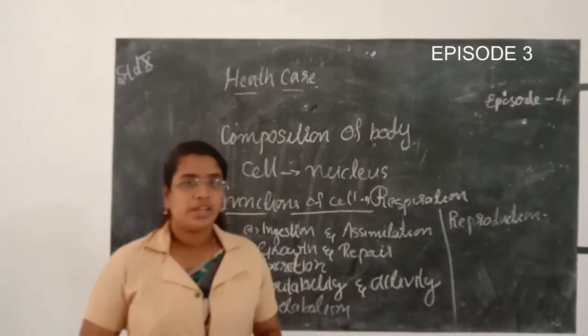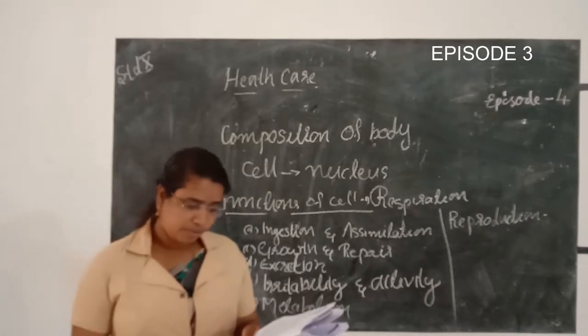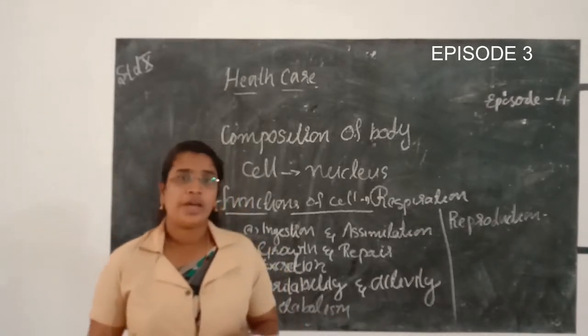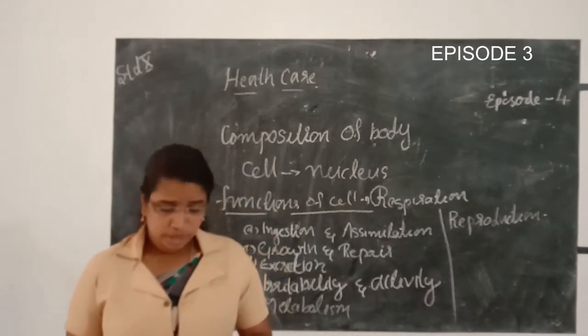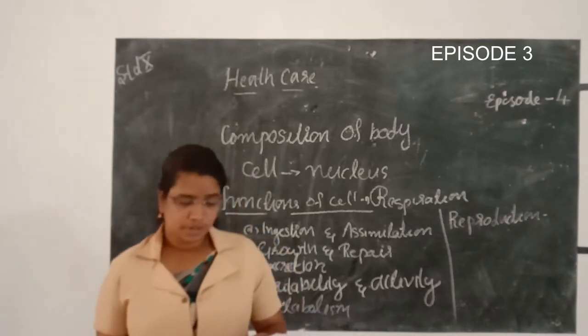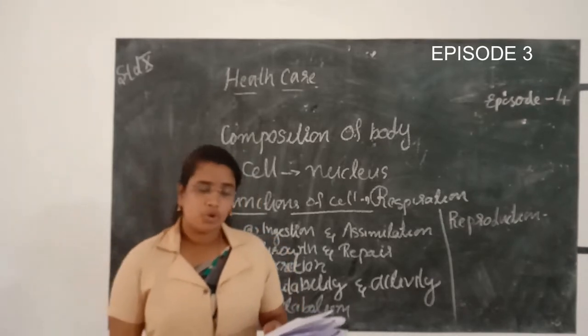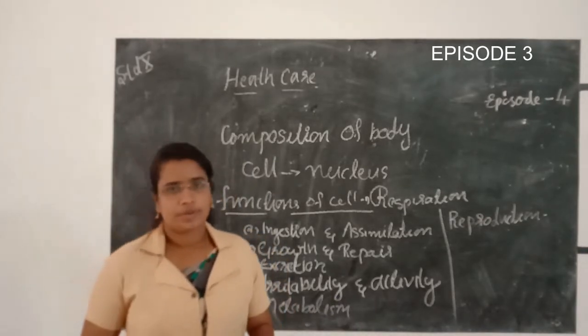What are they? Respiration, ingestion and assimilation, growth and repair, excretion, irritability and activity, then metabolism and reproduction. Okay, is it clear?